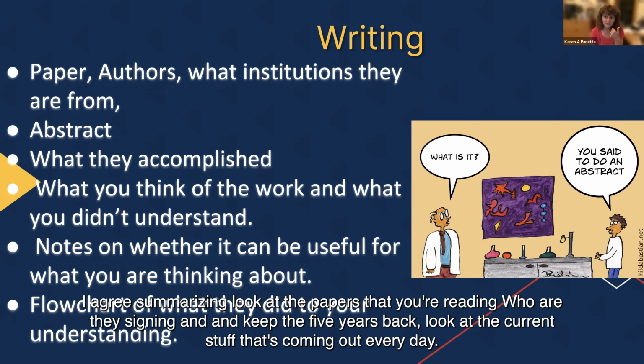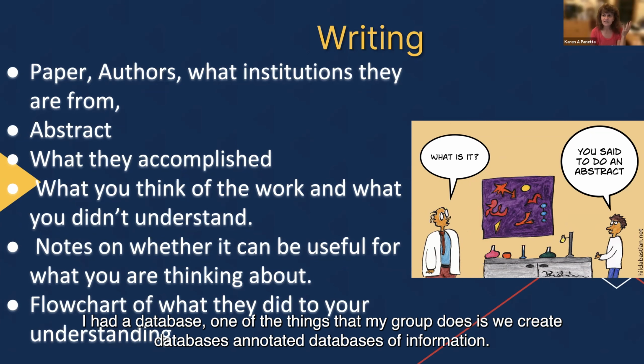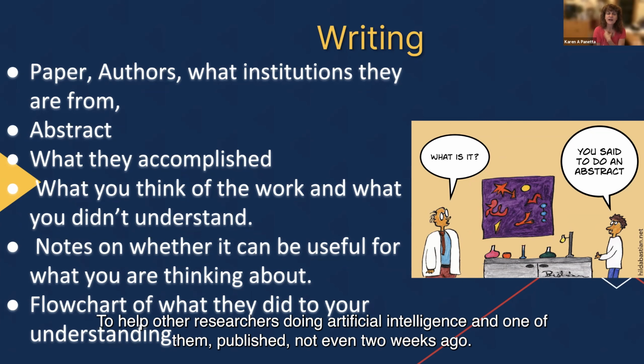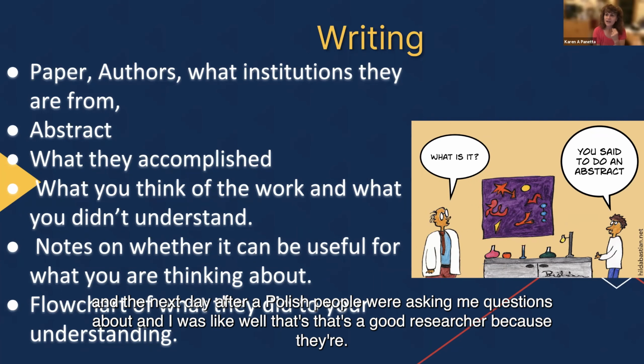Re-summarizing, look at the papers that you're reading, who they are citing, and keep to 5 years back, looking at the current stuff that's coming out every day. One of the things that my group does is we create annotated databases of information to help other researchers doing artificial intelligence. One of them published not even 2 weeks ago. And the next day after it published, people were asking me questions about it.